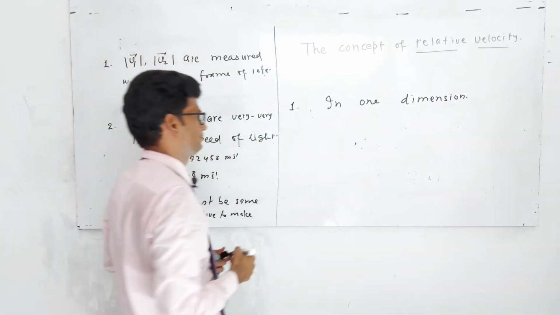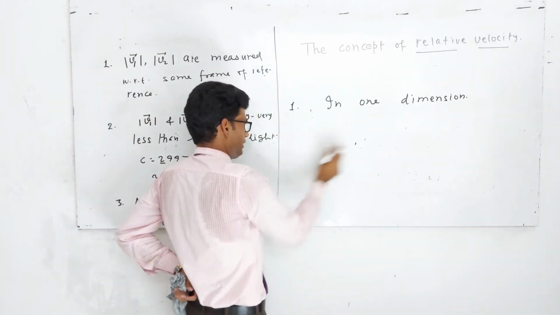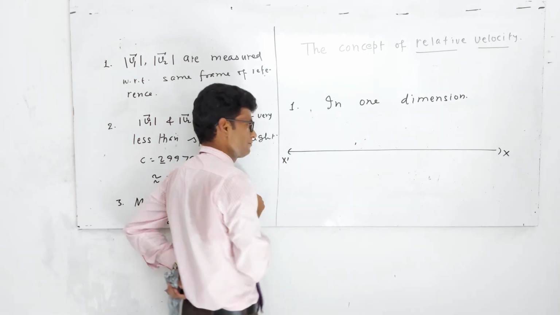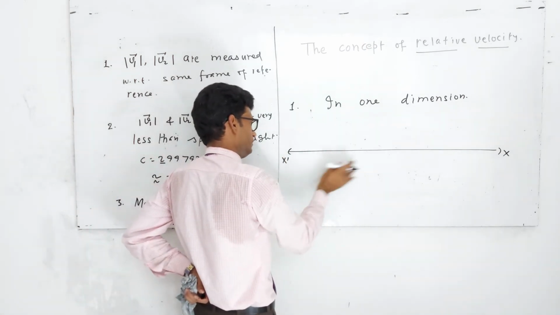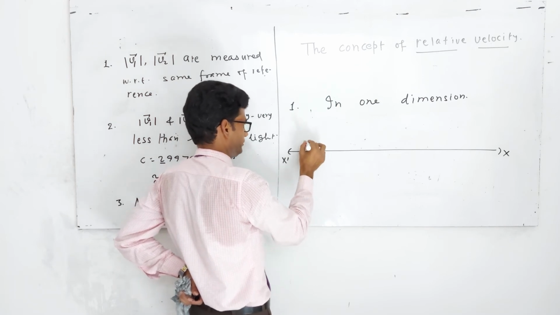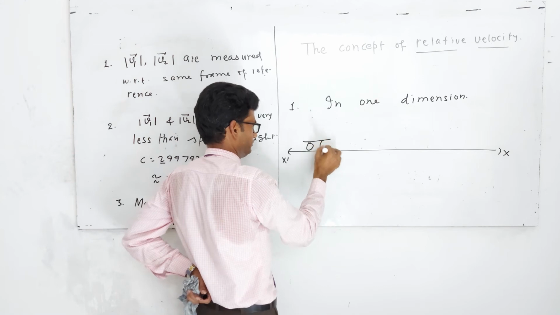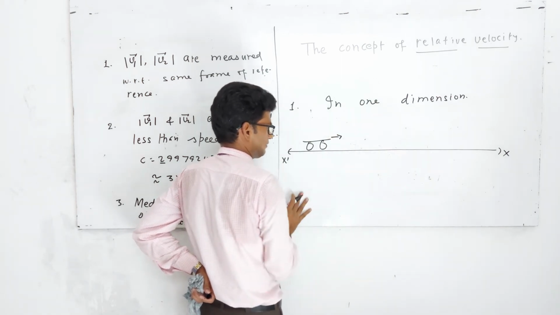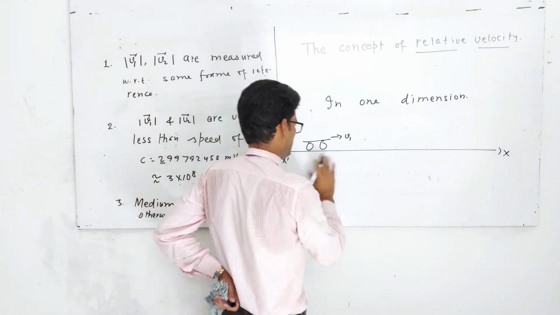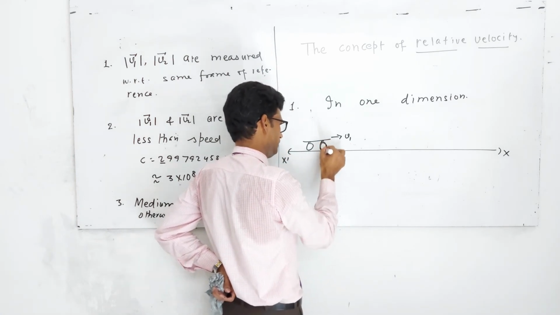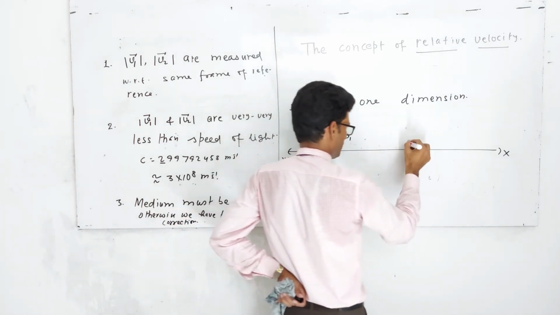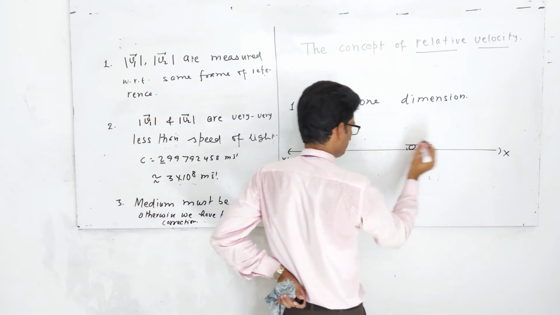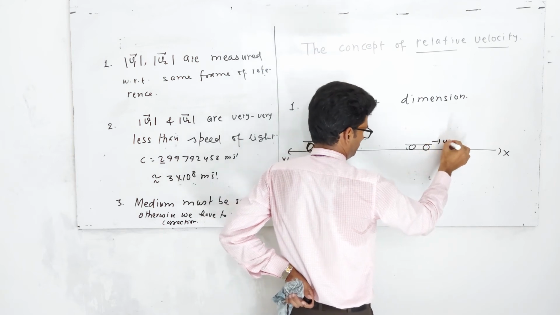In 1 dimension, say it is the x axis, say a trolley 1 is moving towards the positive x direction with speed v1, and at a certain distance away another trolley is moving with speed v2.